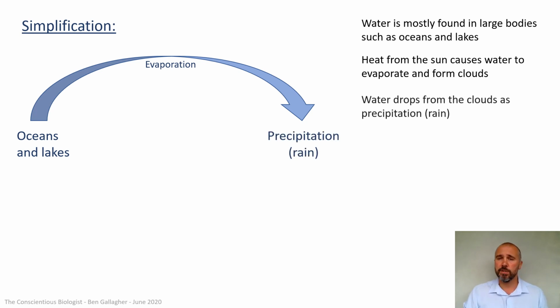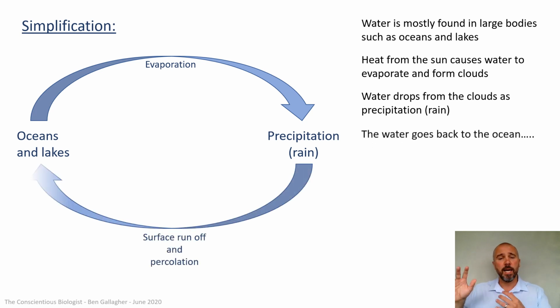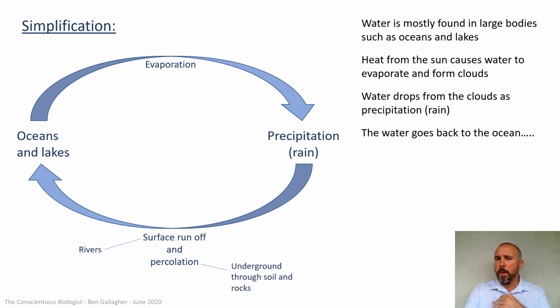Once you've got those clouds, the water is going to drop as precipitation, as rain, and it's going to make its way back to oceans and lakes. So the water goes back to the oceans. Now note I've got the two terms there, the surface runoff and percolation. Just to remind you, surface runoff, we're basically talking about rivers running along the surface of the earth. Percolation is underground through soil and rocks.